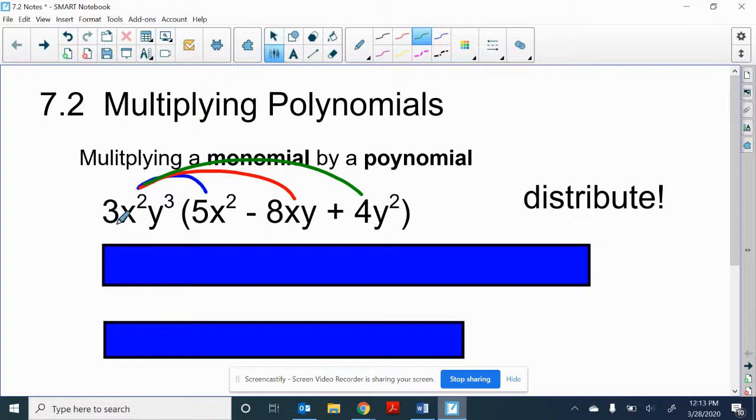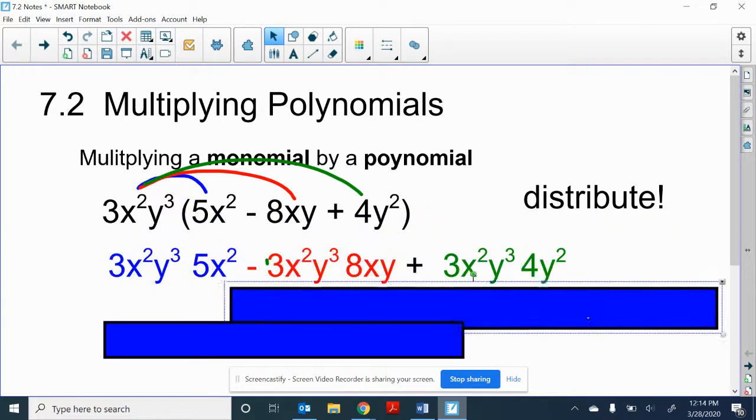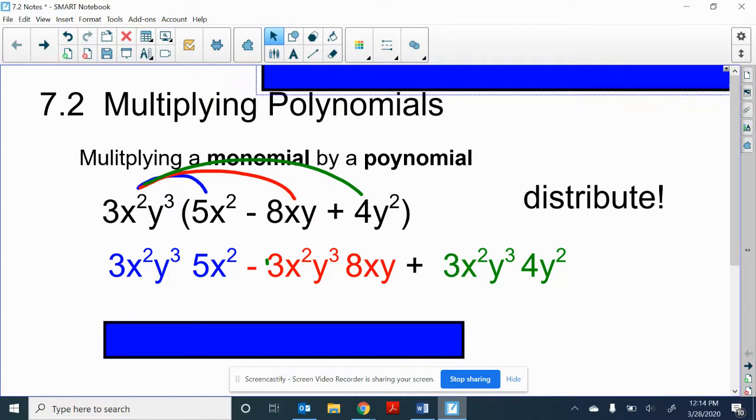Okay, if I multiply 3x squared y cubed times 5xy squared, let me actually just get rid of this rectangle right there. Yep, that's what that looks like. And a little mark I made, we'll get rid of that too. Okay, so I have 3x squared y cubed times 5xy squared minus 3x squared y cubed times 8xy plus 3x squared y cubed times 4y squared. And of course, I do want to simplify this a little bit.